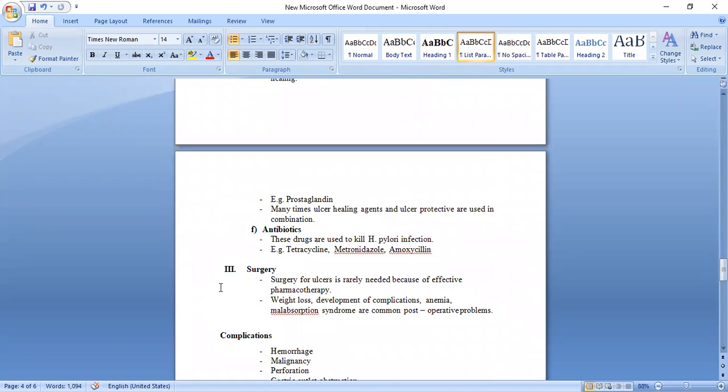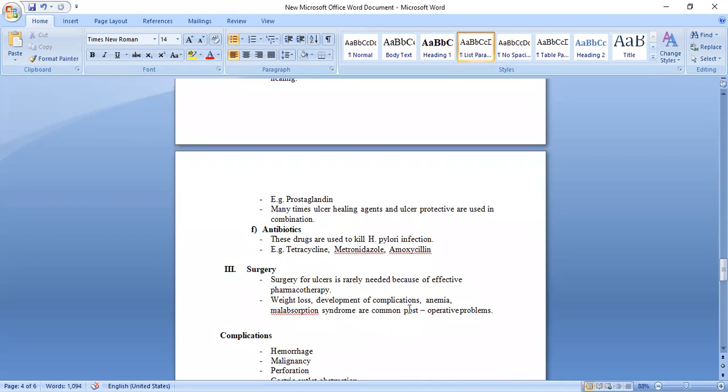Now lastly, what is there? Surgery. If nothing else works, then we have to do the surgery. The ulcerated area we have to remove by surgery. Surgery for ulcers is rarely needed because of effective pharmacology, because nowadays we have many drugs. Effective pharmacotherapy and drug treatment are there. So, rarely, only as the last stage, we will do the surgery.